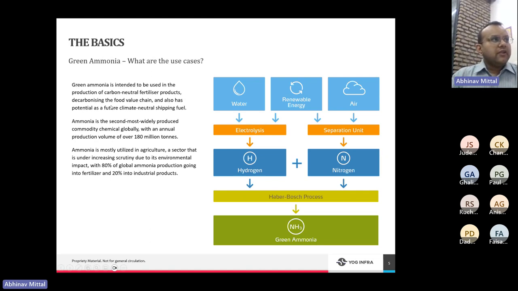So about green ammonia, primarily it is being used to produce fertilizer products for decarbonizing the food value chain. And this is also a potential climate neutral shipping fuel. So ammonia is not a new commodity in the market. It has been produced for a very long time, and it's the second most widely produced commodity chemical globally.